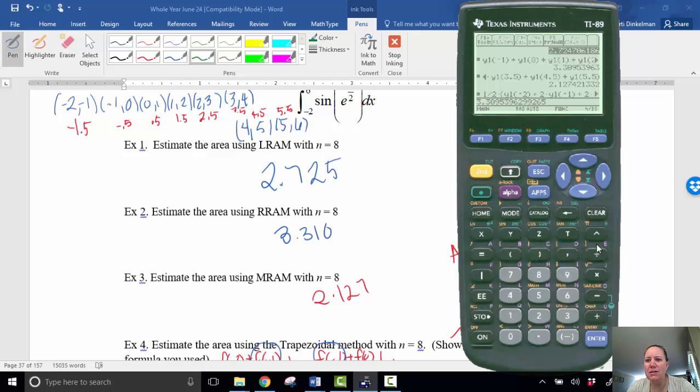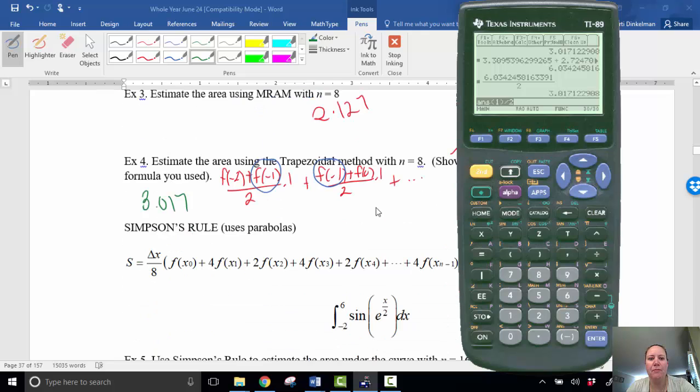Let's see, I forgot to put a plus sign down there. I'm going to go ahead and do that. So if I add those two together, divide by 2, hopefully I can check my answer, 3.017. Okay.